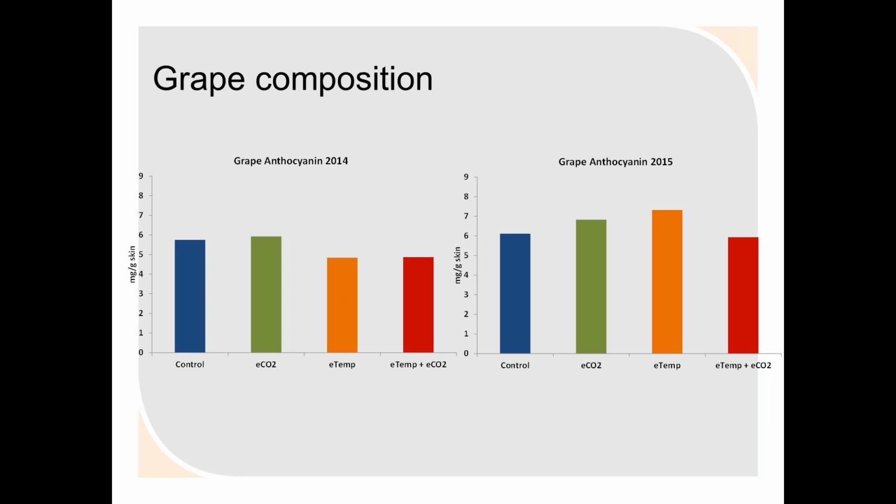We saw a similar effect for our anthocyanin levels in our grapes. We saw a slight decrease in our anthocyanin concentration in grapes in our elevated temperature treatments. And then in the second season, once again we saw a different effect. We actually had slightly higher concentrations of anthocyanin in our grapes. So once again, we're not really sure whether that's a seasonal effect or whether we're going to see an effect from carbon dioxide going further forward.